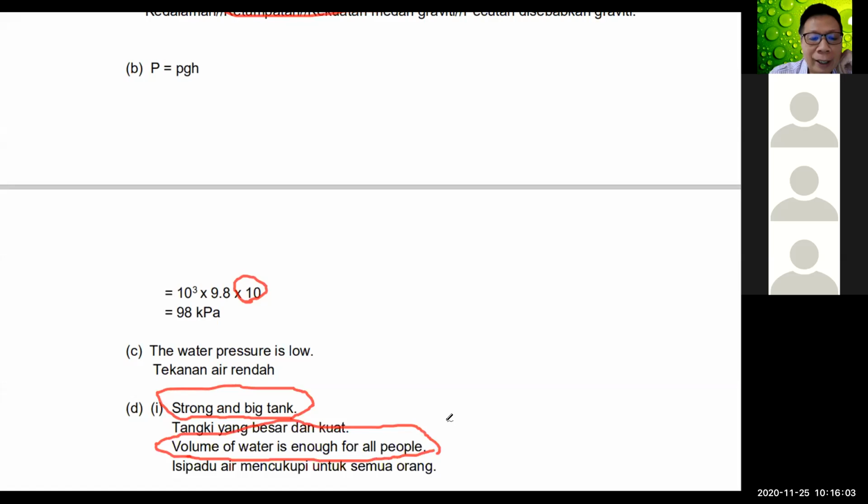Strong and big tank. The reason is volume of water enough for all people. Okay, all right. Next one.